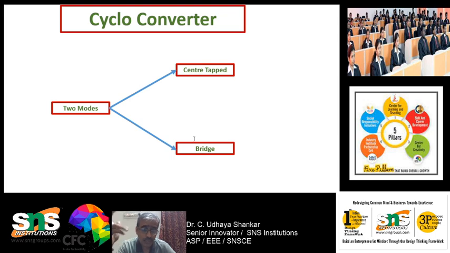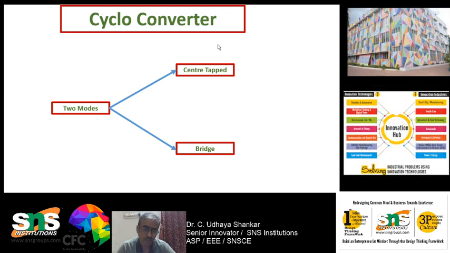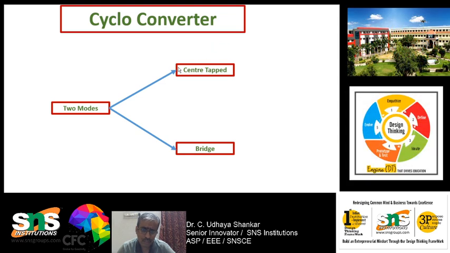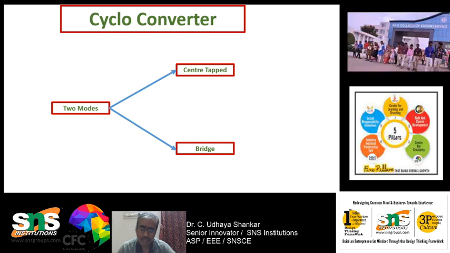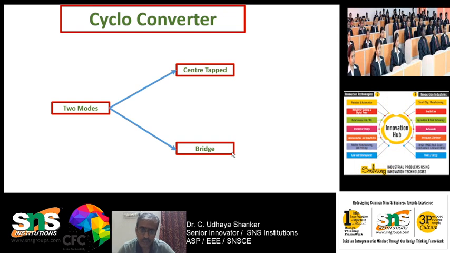So based on the circuit arrangements, you can see that there are two types of circuit configurations. The circuit arrangements itself can be changed. The same output waveform can be achieved by two different circuit configurations. If you use one configuration, that is called a center tapped cycloconverter. The other configuration is called a bridge type cycloconverter.